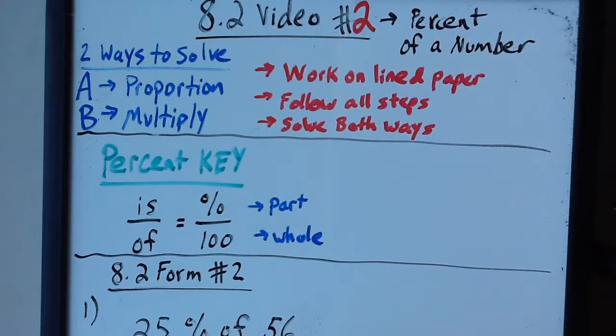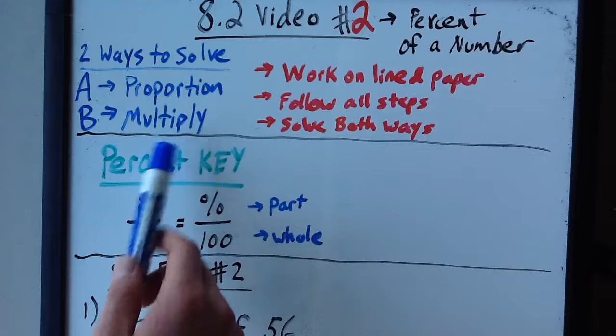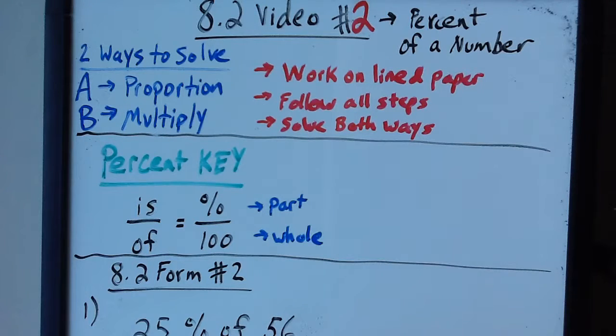8.2 video number 2, which goes along with 8.2 form number 2. In the previous video, we talked about 2 ways to solve a percent of a number problem. We said you could set up a proportion and cross multiply and divide to find your unknown, or you could multiply the percentage times the whole. And remember, you change the percent into a fraction or a decimal and then multiply by the whole number.